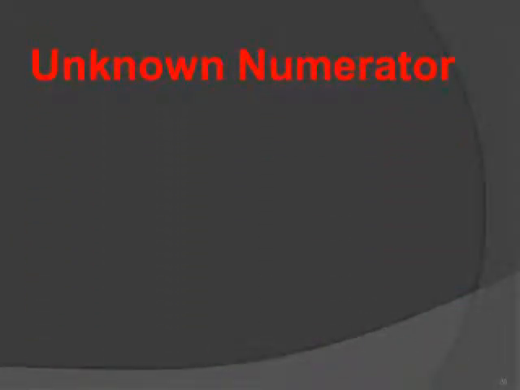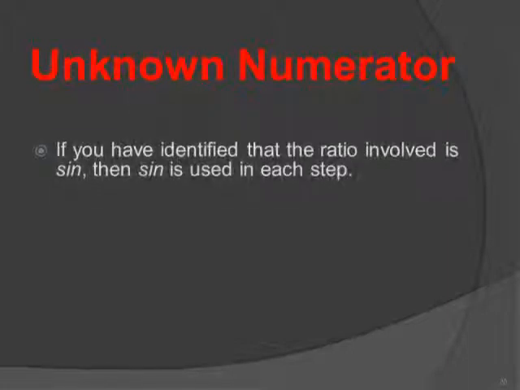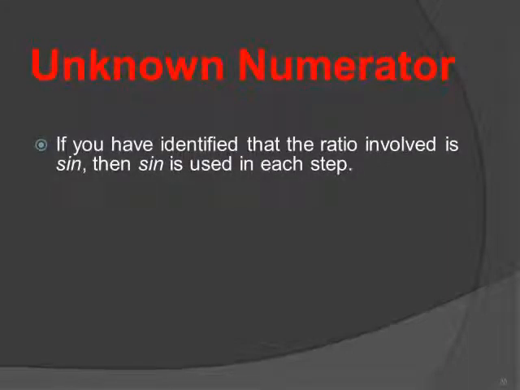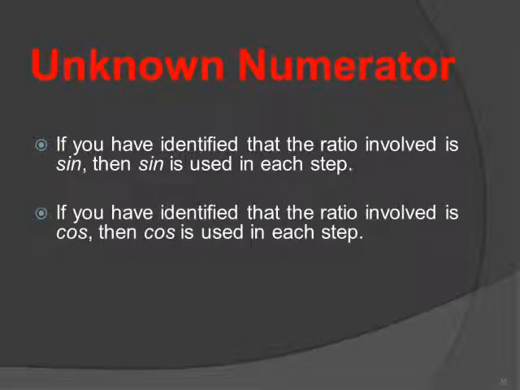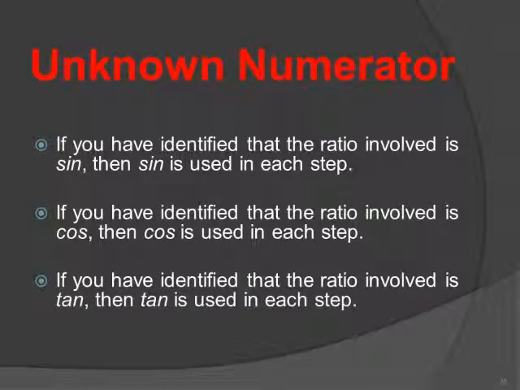So with an unknown numerator, if you've identified that the ratio involved is sine, then sine is used in each step. If you've identified that the ratio involved is cos, then cos is used in each step. And of course, if you've identified that the ratio involved is tan, then tan is used in each step.